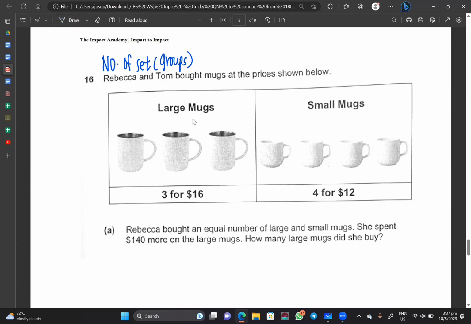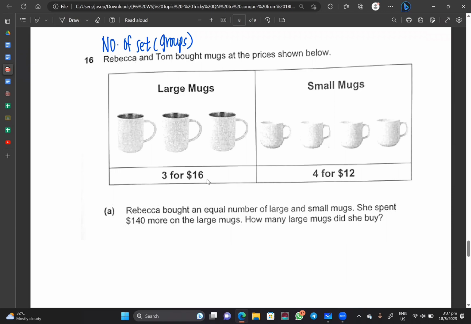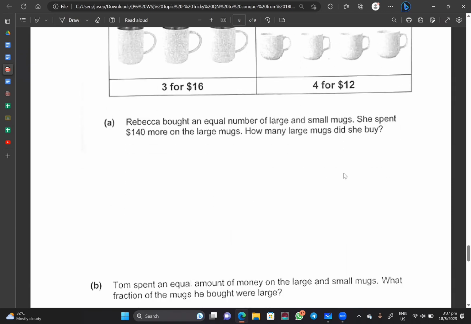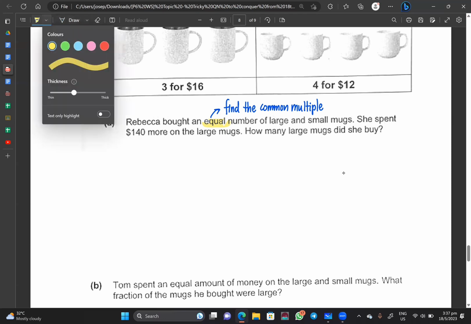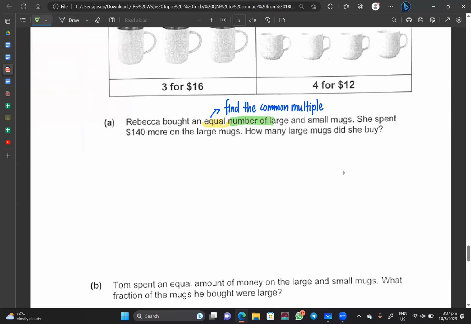Understand? Once I'm done with this, I want to see large mugs 3 for $16, small mugs 4 for $12. Now more importantly, the keyword here is the word equal. When I see that it's equal, I need to remember that I need to find the common multiple. I say that again. I need to find the common multiple of what? Very importantly, you continue to read on: the common multiple of large and small mugs.